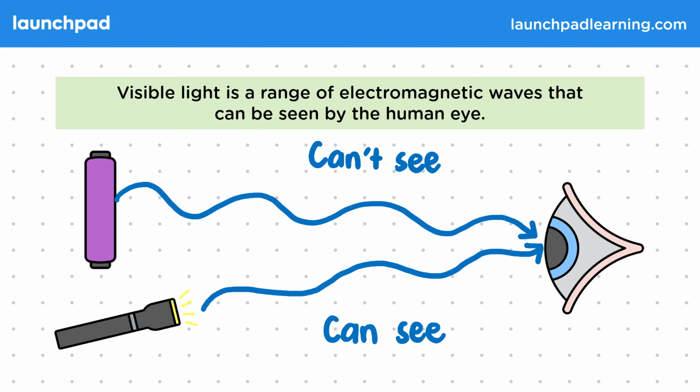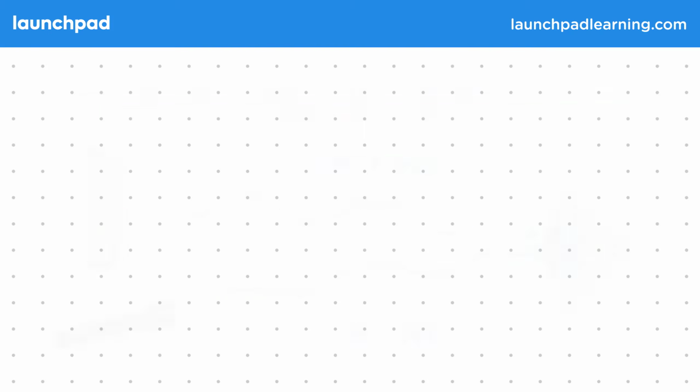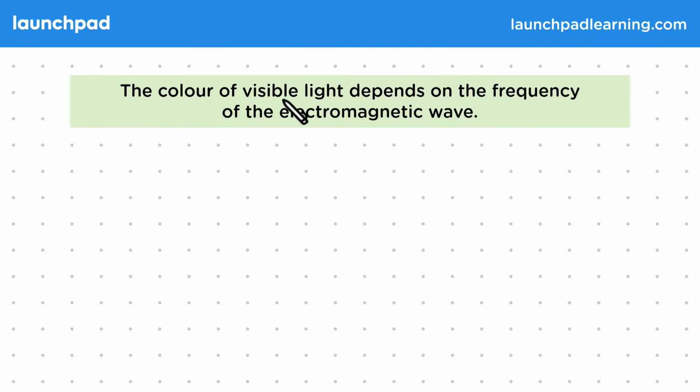In fact, we need this visible light to see at all. If there's no visible light present, our eyes wouldn't be able to tell where objects are. But if these waves can still have a range of frequencies, does that mean all visible light is the same? Well, the colour of visible light depends on the frequency of the electromagnetic wave.